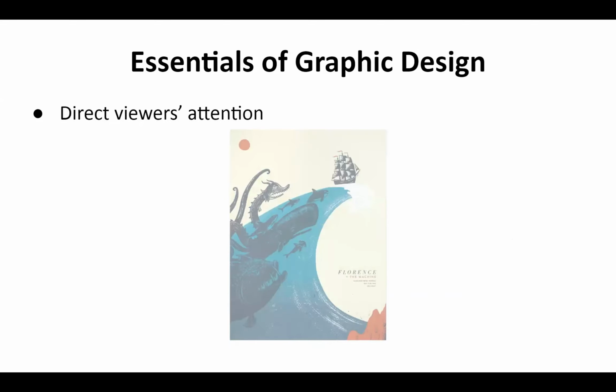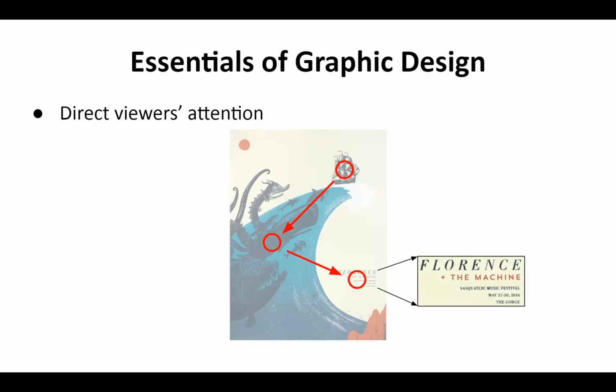And also a good graphic design should be able to direct our eyes to travel through the design smoothly so that we can quickly get the information we want. When looking at this poster, our eyes will start with the boat, then move to the fishes, and finally to the important region containing the time and venue of the music event.